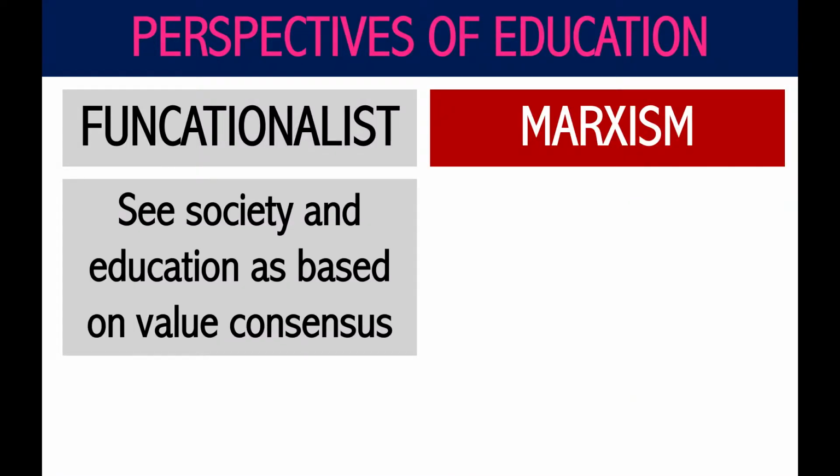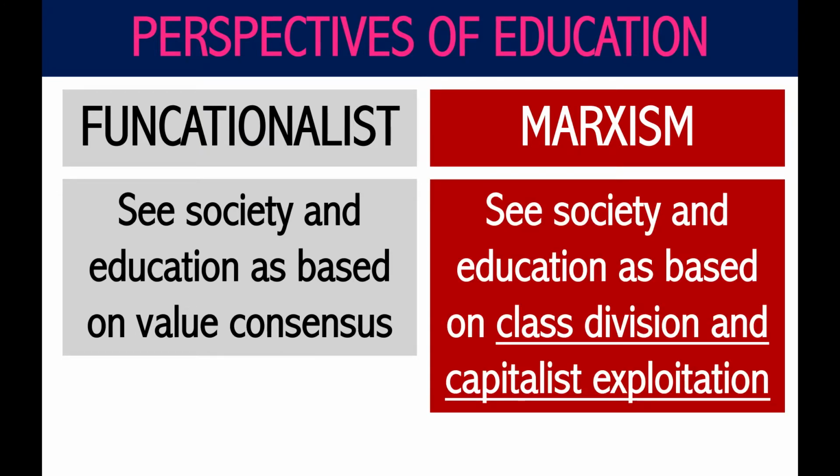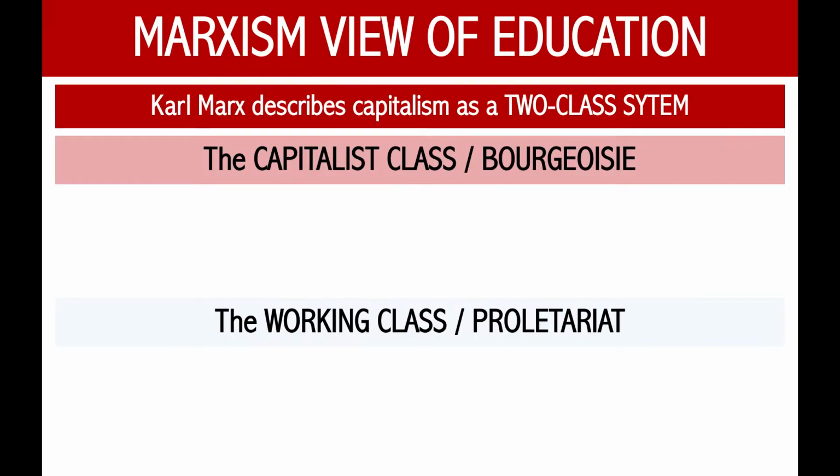So a quick point about one of the fundamental differences between the two perspectives: the functionalist theorists see society and education as based on a value consensus. And the Marxist theorists disagree, and they view society and education as based on class division and class exploitation. So all of their thoughts and perspectives on education stem from these two sentences, basically, and that's what we're going to explore in these videos.